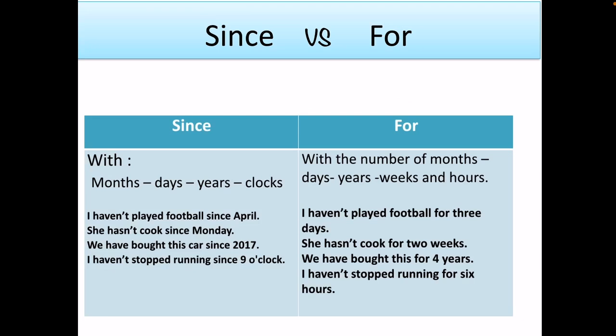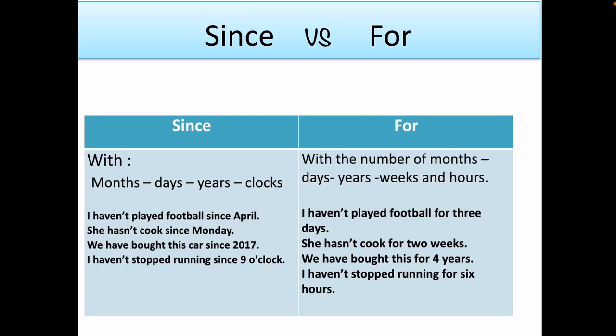So April here is a month. She hasn't cooked since Monday. Monday is a day. We have bought this car since 2017. 2017 is a year. I haven't stopped running since 9 o'clock. 9 o'clock, it's a clock.